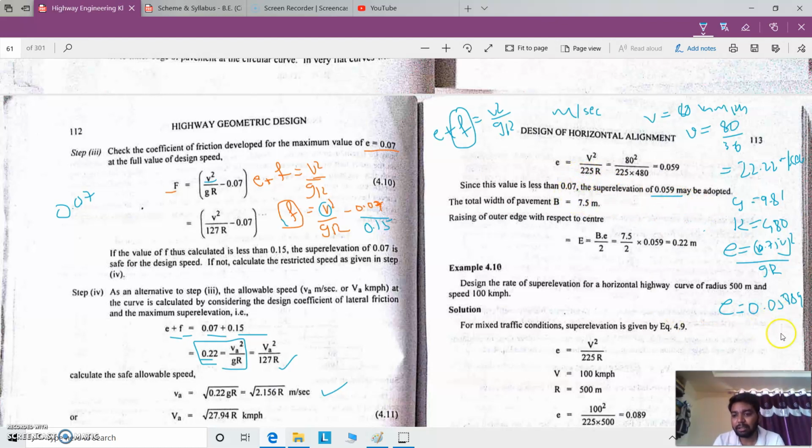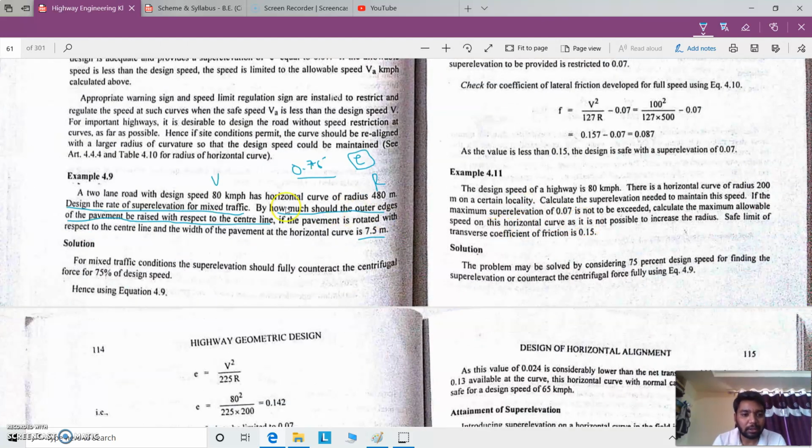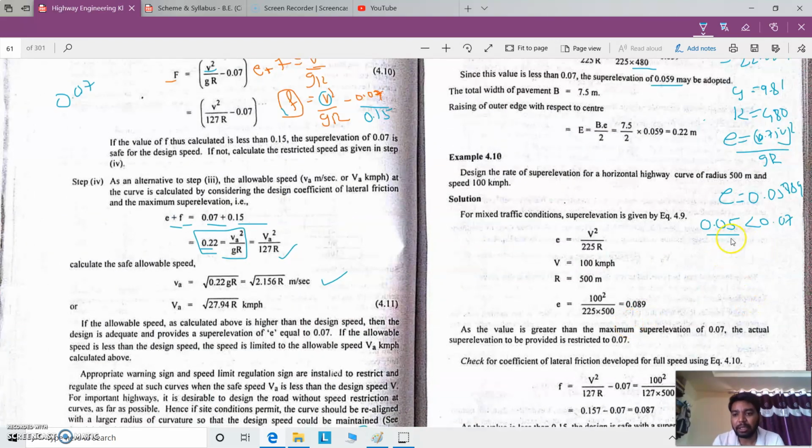Since you are getting this E as less than 0.07, that means you should write here 0.059 is less than 0.07, so that the value obtained is safe enough to provide for the speed of 80 kmph on highway having 480 meter of radius, right? Up till here we have calculated how much the outer edge of the pavement should be raised with respect to the center line, that is 0.059, right?